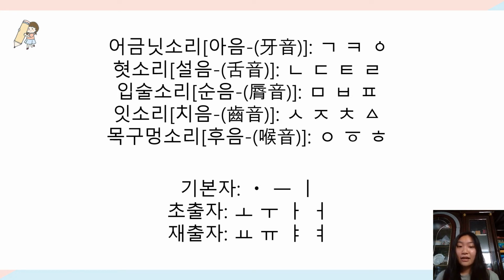Now for our vowels, there are the basics, and then the 초출자, and then the 재출자. Fun fact about the vowels: if you say all the vowels from A to E, your mouth starts wide open, gets smaller and smaller, and ends with E, just showing your teeth. Shall we try it together? A, ya, o, yo, u, yu, eu, e. Did you see that? This is just one example of how scientific our Korean language is.